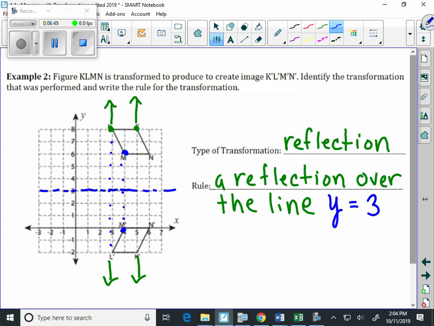A suggestion, if you get mixed up with which one's vertical and which one's horizontal, look at it, type it in on Desmos. See what it looks like. Does it look like that? Or did you go the wrong direction? A good way to check.